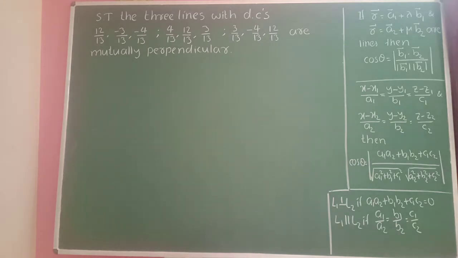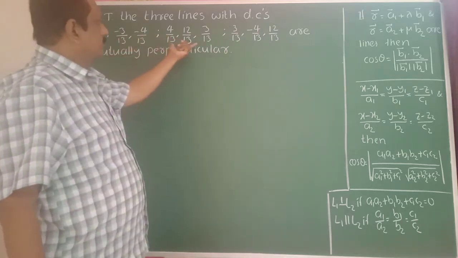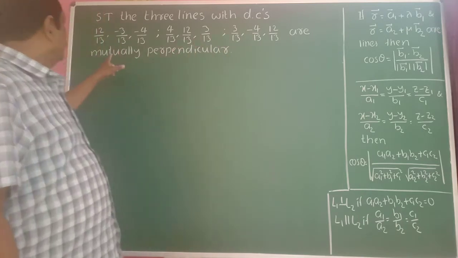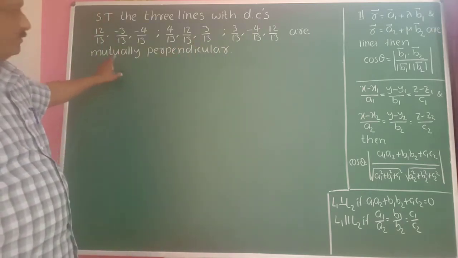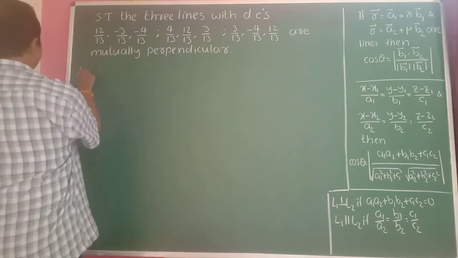So show that the three lines with direction cosines given here are mutually perpendicular. Okay, these are the direction cosines of three lines here. They are mutually perpendicular. Therefore, I take the solution.